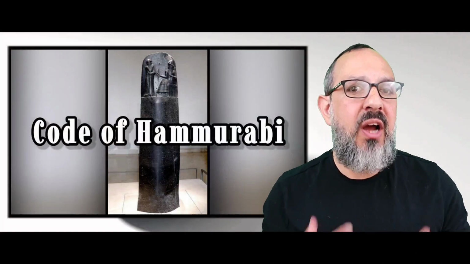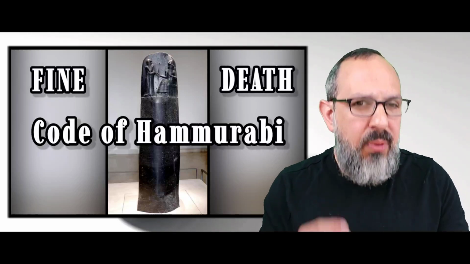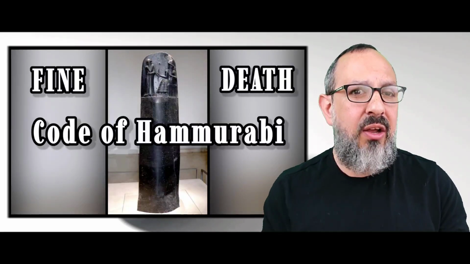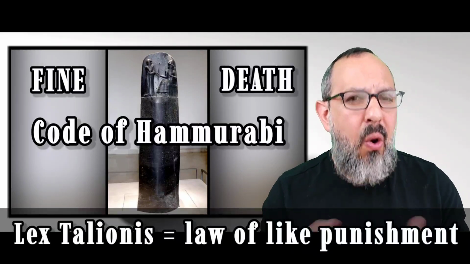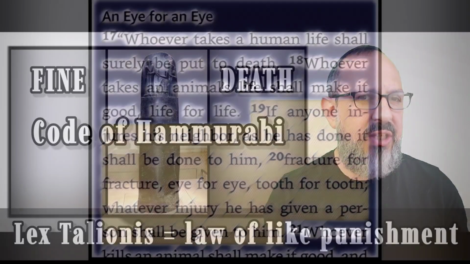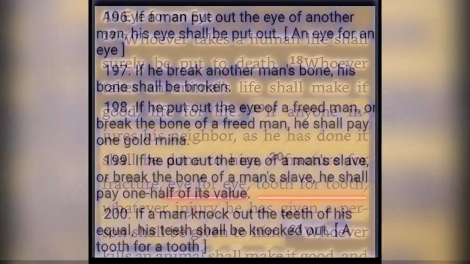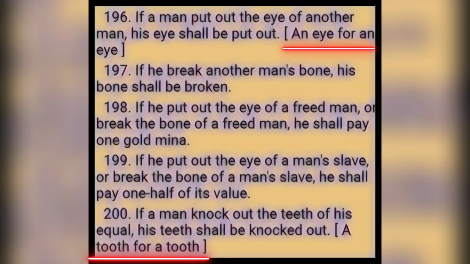In the code, most of the consequences for violating the laws are either a fine or death, but the most famous principle used in this law code was lex talionis, or the law of like punishment, a principle people most know today from the Bible, in phrases like eye for an eye or tooth for a tooth, as seen in Leviticus 24:20. And these phrases are also found verbatim in the Code of Hammurabi, which predates the Bible.